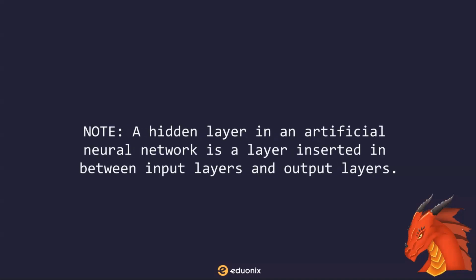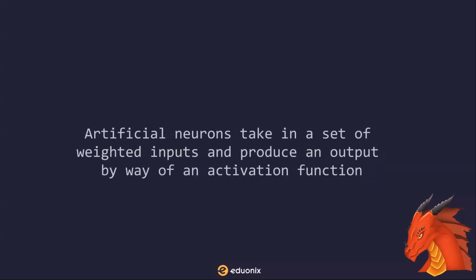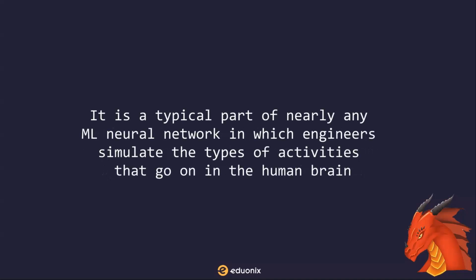Note, a hidden layer in an artificial neural network is a layer inserted in between input layers and output layers. By this means, artificial neurons take in a set of weighted inputs and produce an output by way of an activation function. It is a typical part of nearly any ML neural network in which engineers simulate the types of activities that go on in the human brain.